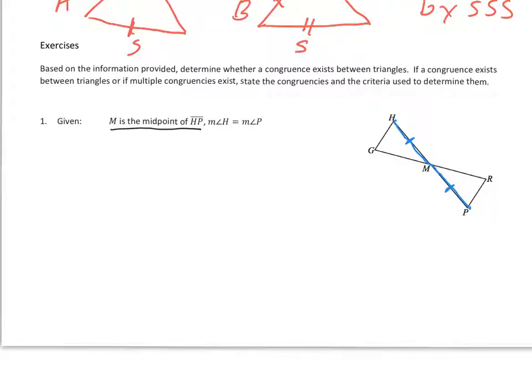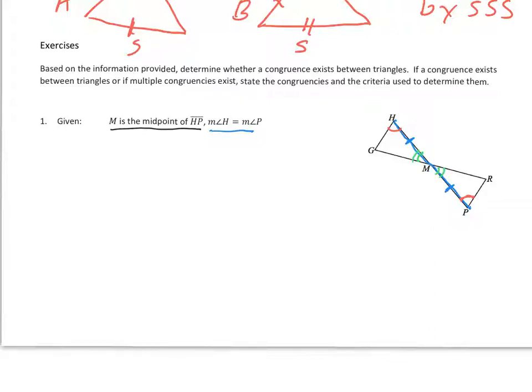So let's go to the next part of the given, which is that the measure of angle H is equal to the measure of angle P. So let's find those two angles. Here's angle H, and here's angle P. So those two are congruent. Okay, and then let's look at the picture and see if I can see any vertical angles or things like that. And I do see a vertical angle right here with this angle in the center.